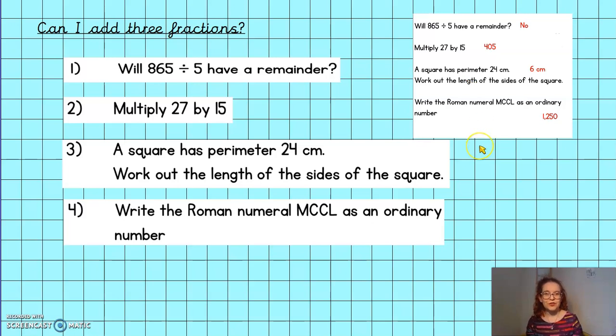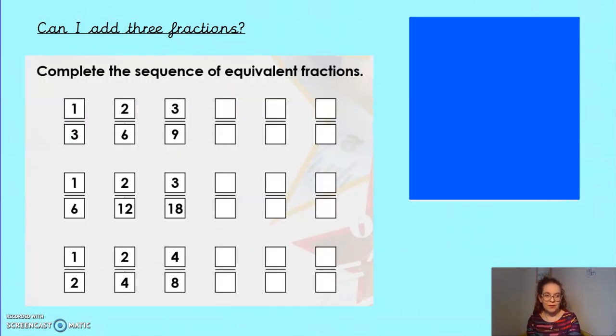There we go. How did you do? Will 865 divided by 5 have a remainder? No, of course not, because it must be a multiple of 5 because it ends in 5. Okay, and did you manage to work this out using your knowledge that a square has 4 sides all the same size? Wow. Let's get cracking with today's maths.